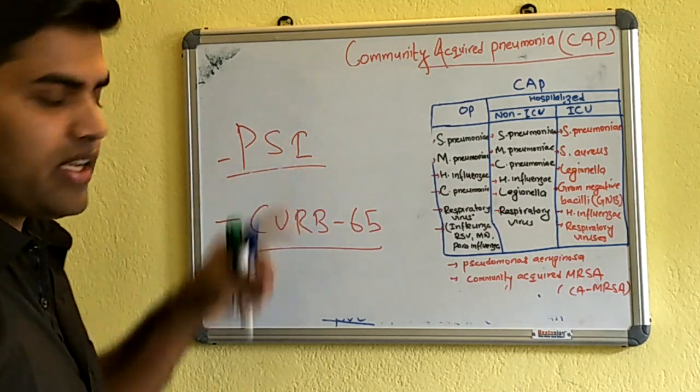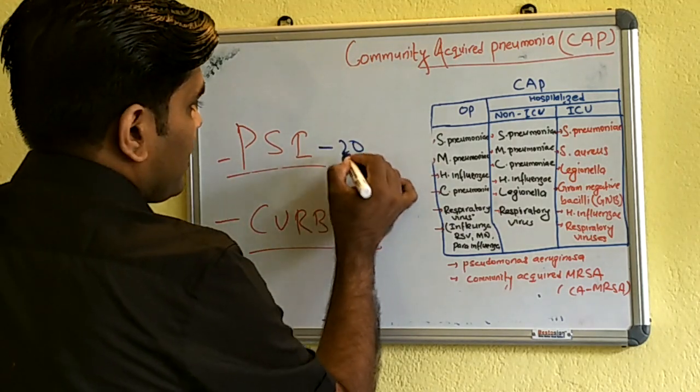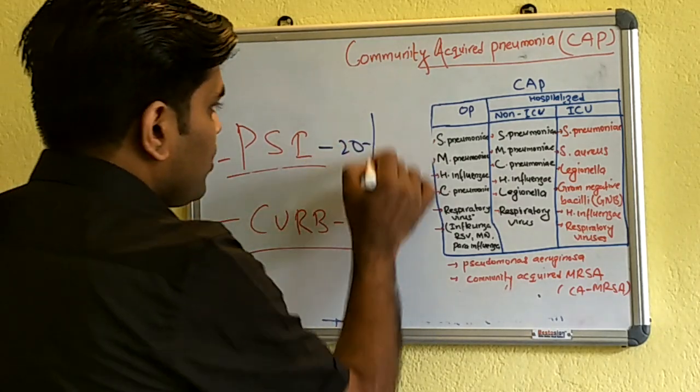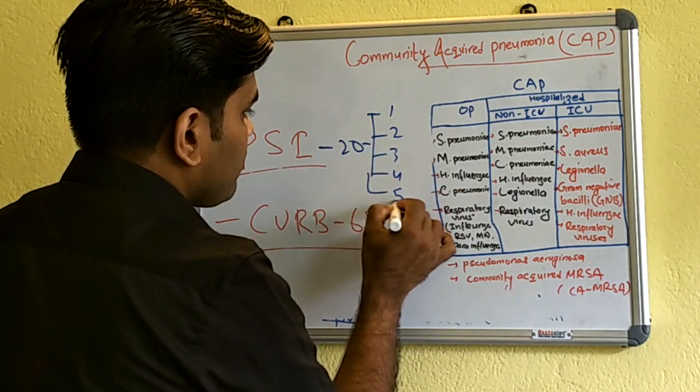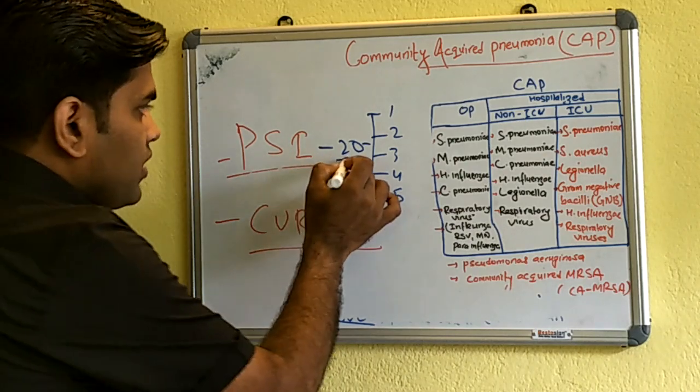It is the pneumonia severity index. It actually has 20 variables. In those 20 points you should consider and classify into 5 classes: 1, 2, 3, 4, 5. You are getting my point? So what are the variables?